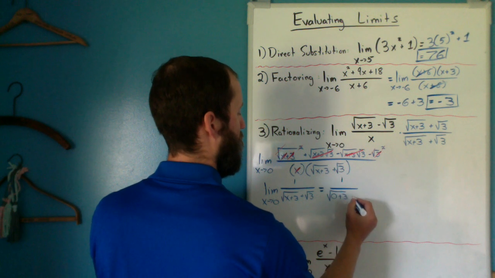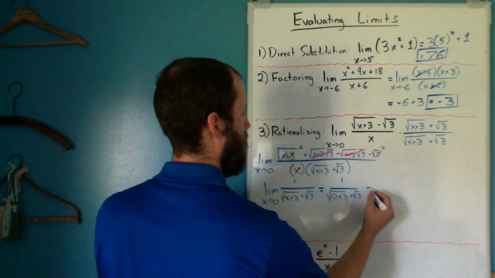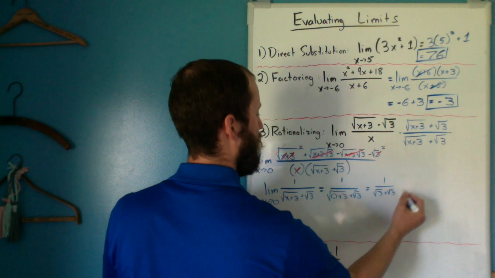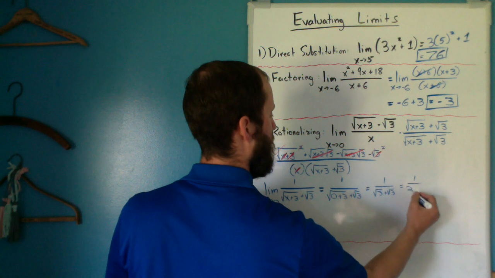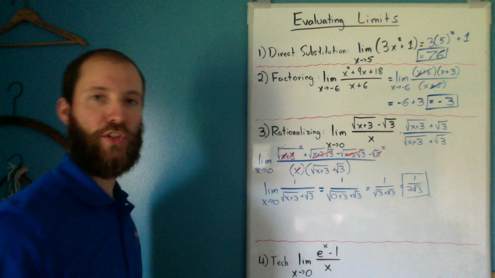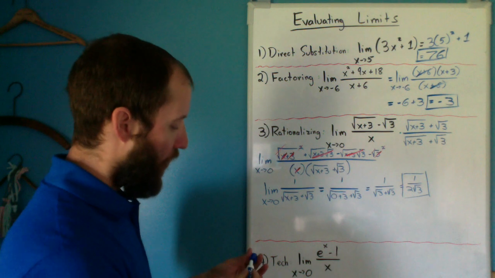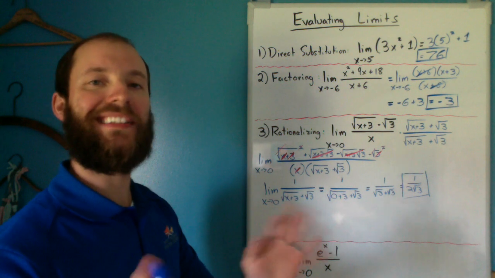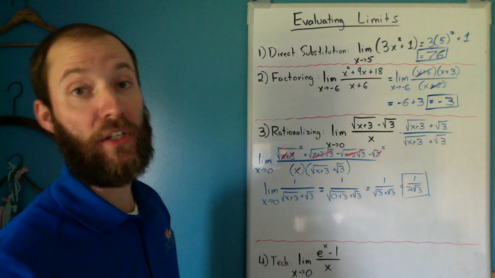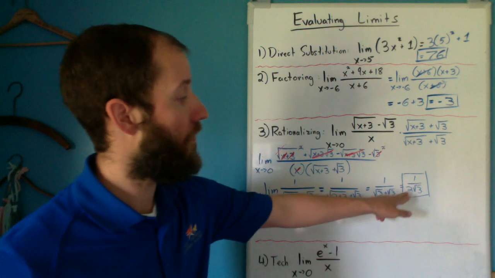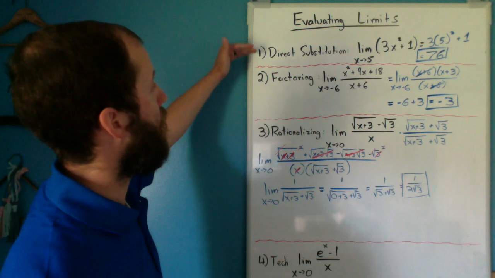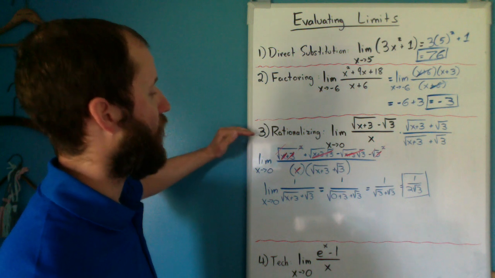Go ahead and plug 0 in for x. We have root 3 plus root 3, more commonly known as 2 root 3. So this function does not exist at x equals 0. But if it did, that would be your answer. All right? So direct substitution, factoring, rationalizing.